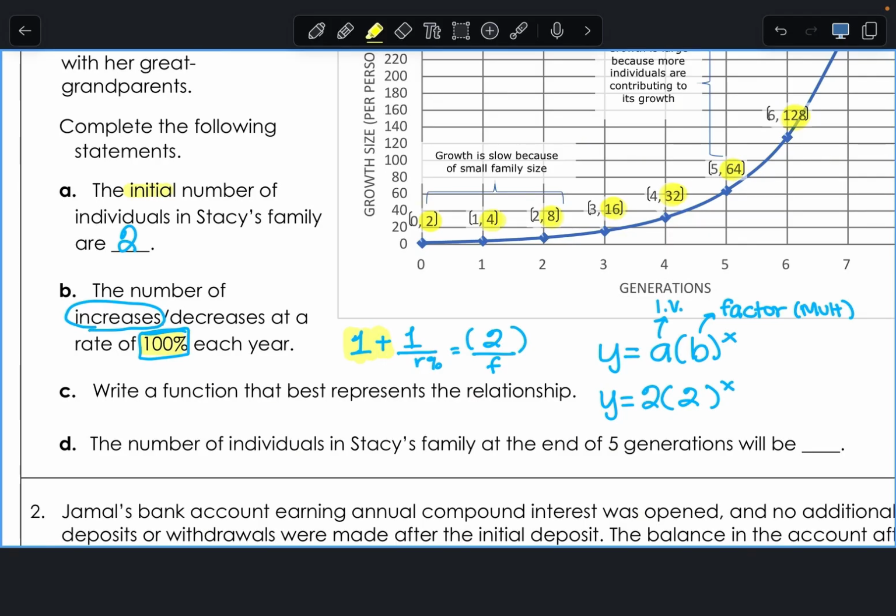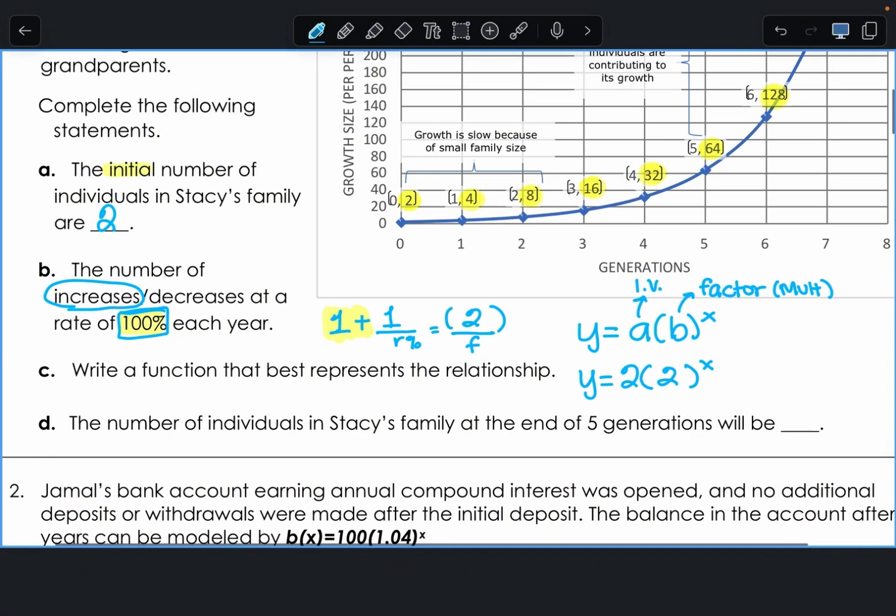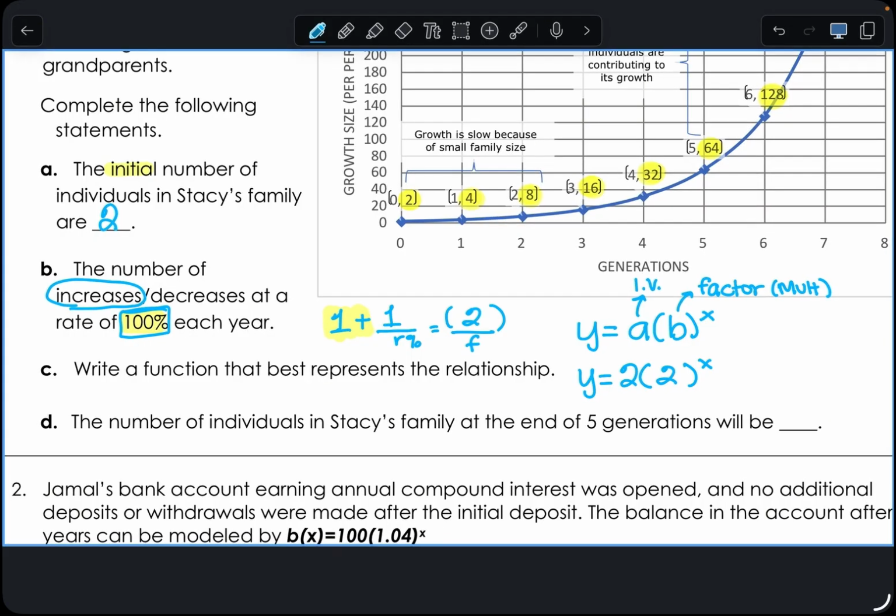Okay. Part D. The number of individuals in Stacy's family at the end of 5 generations will be what? 128. 256. It says it right there.